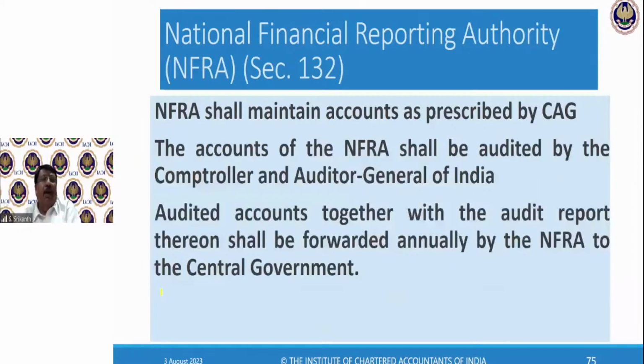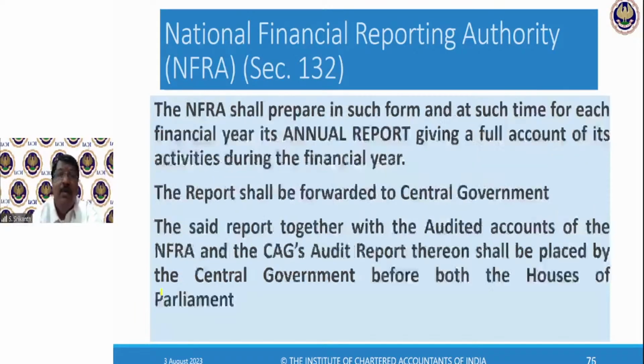And as you know, we remember IEPF, Investor Education and Protection Fund. Same way, NFRA will also maintain accounts as prescribed by CAG. The accounts of NFRA will be audited by C&AG, the Comptroller and Auditor General. And the audited accounts together with the report will be forwarded by the NFRA to the central government, right? Then the NFRA will also prepare an annual report. This will also be forwarded to central government. The audited accounts and the annual audit report will be placed by the central government before both the houses of parliament. You remember when we studied IEPF, I told you. Similarly, for NFRA also, there will be similar provisions.